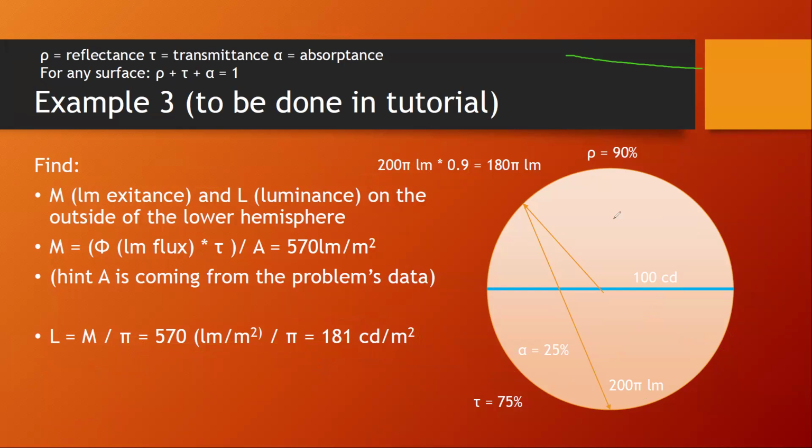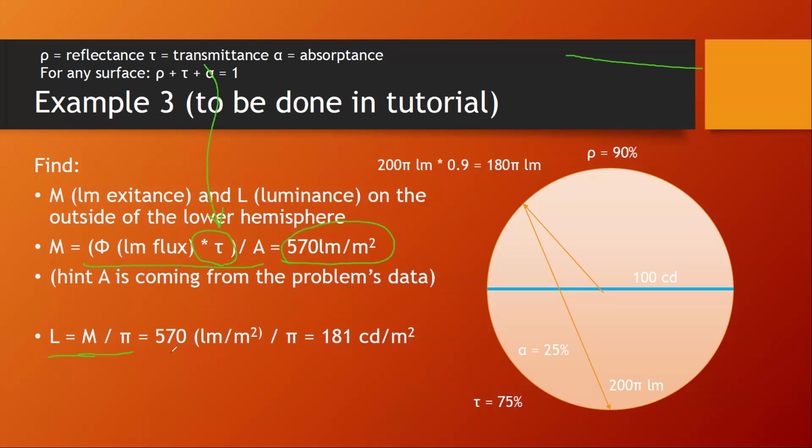But we need to find M and L, the next one, the excitance and luminance. Very simple, very easy. All you need to understand is this part and this part. You have the numbers. The only important thing is that you remember there's a tau here. Multiply that tau. And I assume that you remember that tau is transmittance given by the question. Once you rearrange everything and solve, you're going to have this 570.